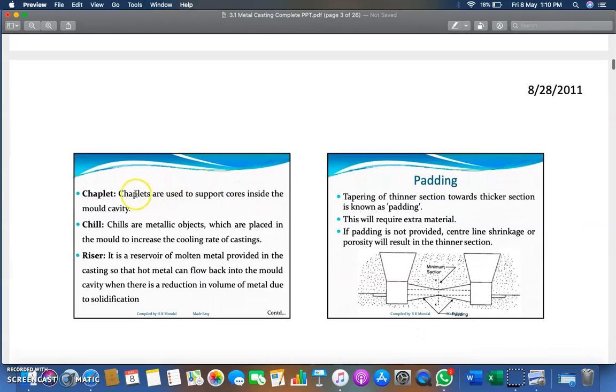Now, this is called chaplets. Chaplets are used to support the cores inside the mold cavity, and chills are metallic objects placed in the mold to increase the cooling rate of casting, meaning chills are used to increase the cooling rate of casting.